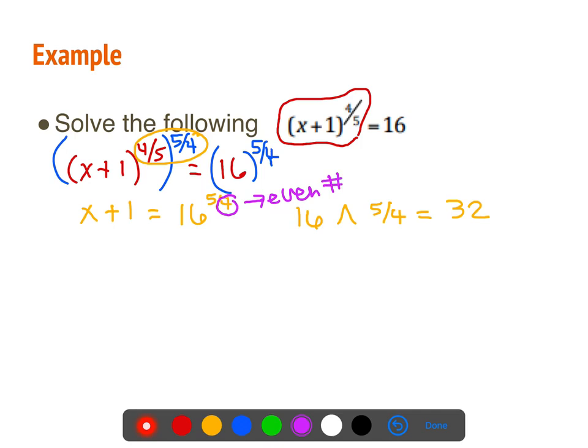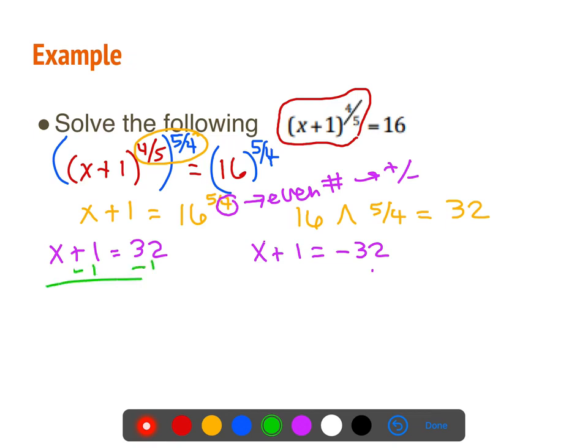Now, I do caution you at this point, the calculator is not very smart. Notice this denominator, 4th, is an even number. Since that's an even bottom number, I'm not going to just get 32. I'm going to get x plus 1 is equal to 32, and I'm going to get x plus 1 is equal to negative 32. Anytime you have an even number, you get plus and minus. So I get positive and negative 32.